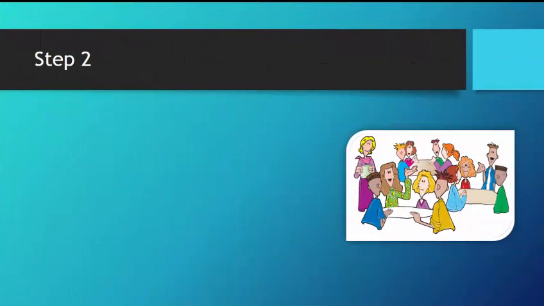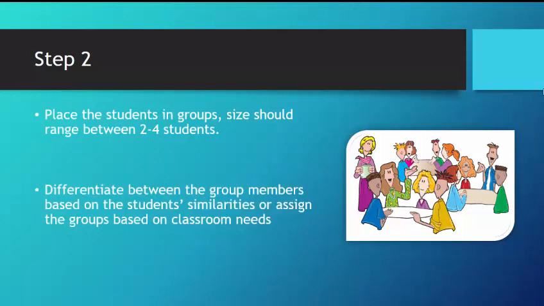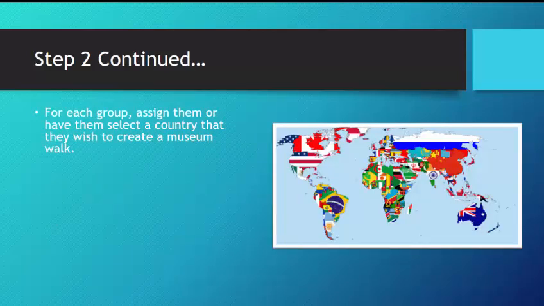The second step for this activity is to place the students in groups. The size should range between 2 to 4 students. Differentiate between the group members based on the students' similarities, or assign the groups based on classroom needs. For each group, assign them or have them select a country that they wish to create a museum walk on.